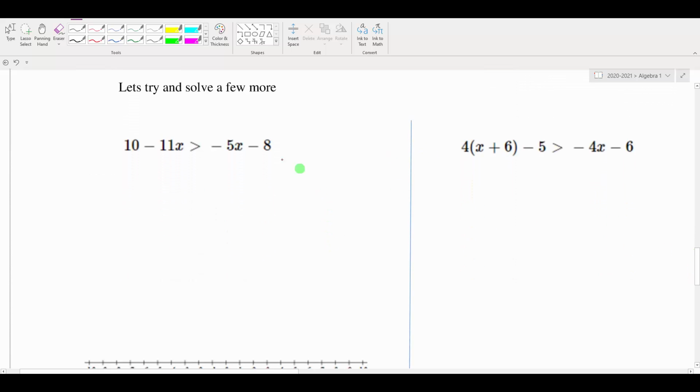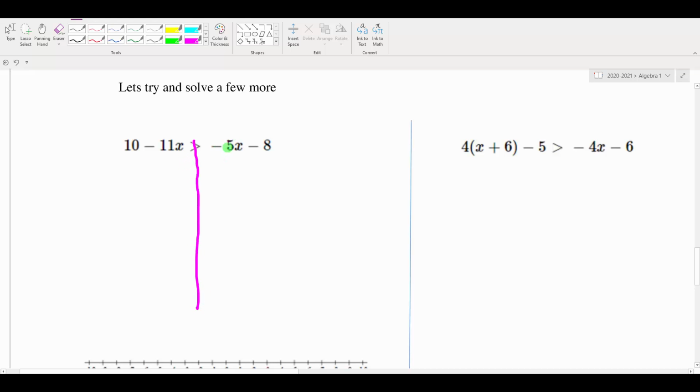All right, so I got two more here that I want to give a try. So notice here we've got x's on both sides. So let's see what happens here. I'm going to choose to put my x's on the left, and I'm going to move everything else over to the right. So when we have x's on both sides, you got to make a choice about what side you're going to put things on, right? Just like when we did the equations.